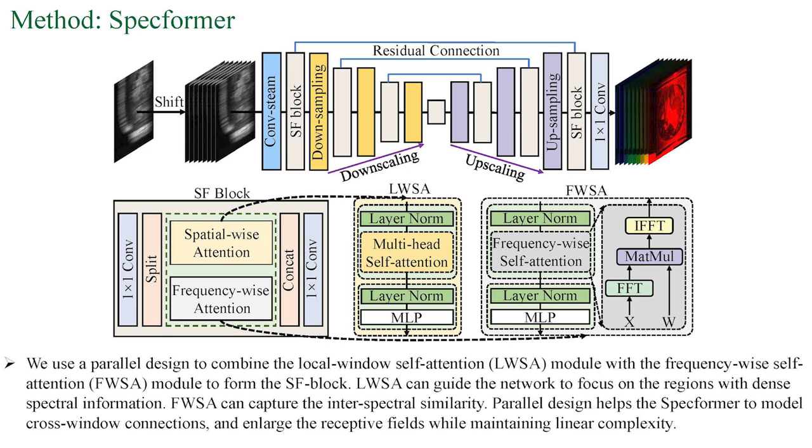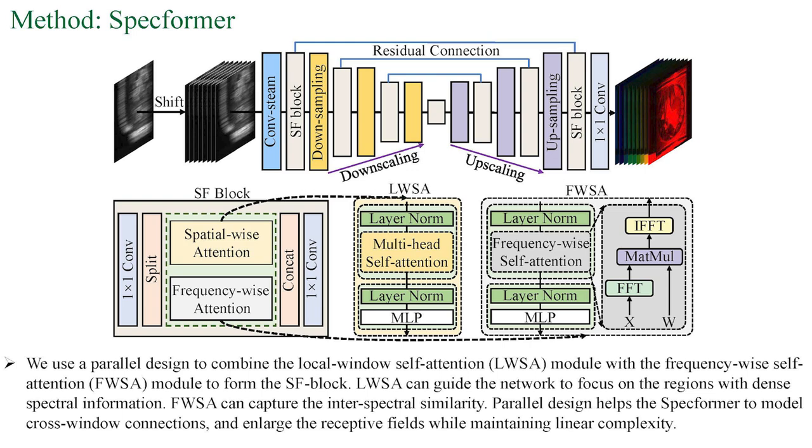We first introduce frequency-wise self-attention, FWSA, a conceptually simple but computationally efficient architecture which can calculate self-attention along the spectral dimension with linear complexity, modeling the interspectral long-distance dependencies and capturing the interspectral similarity of HSI. Next, we use a parallel design to combine it with the spatial-wise local window self-attention, LWSA, module to form a basic block termed spatial frequency block, or SF block for short.